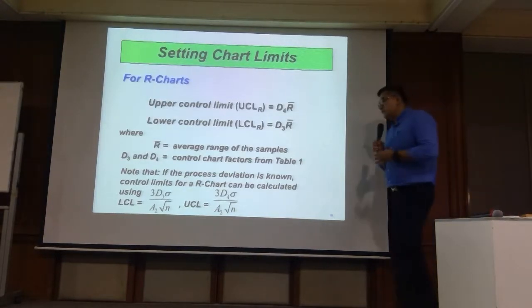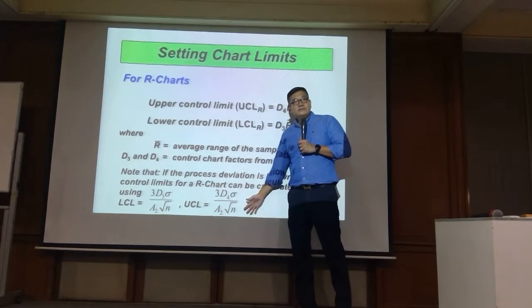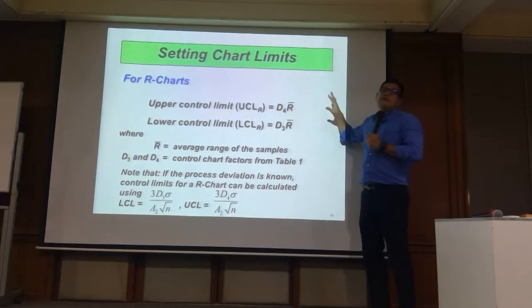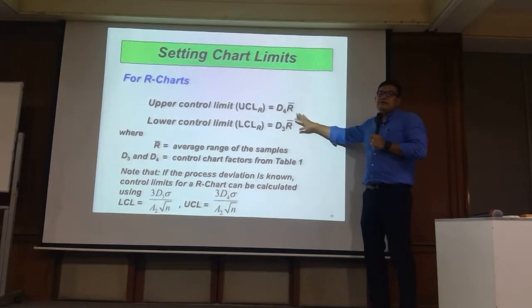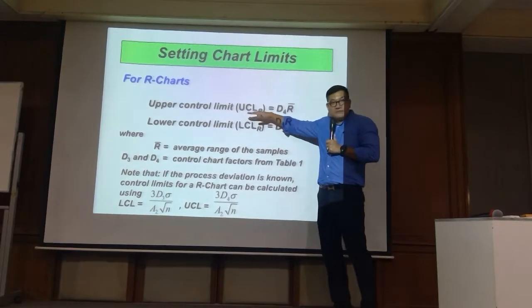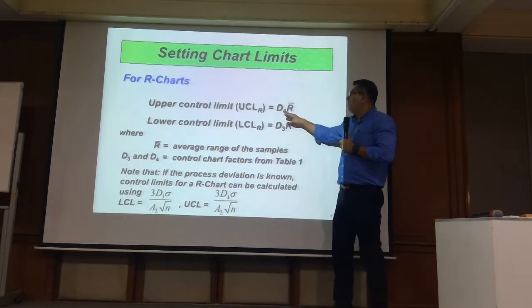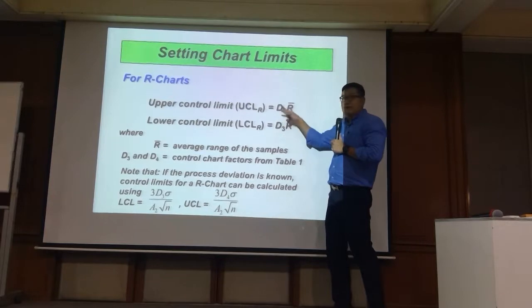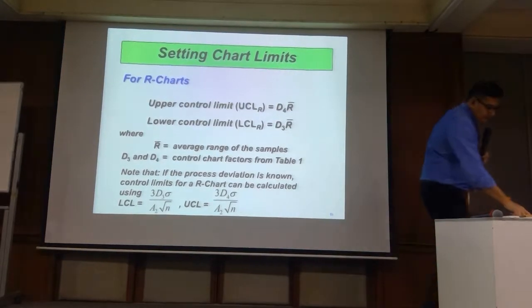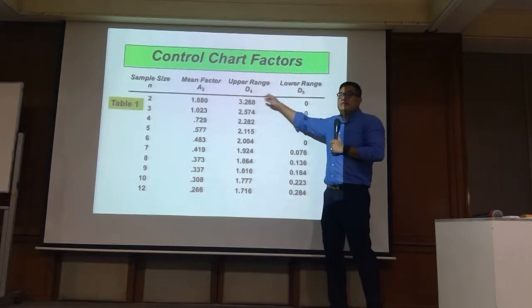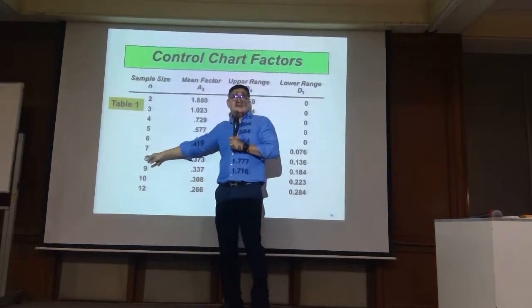We also have two formulas as well. The popular one is this one. This is the case where you don't know about the standardization of the process or standardization of the population. So the mean is R bar. For the upper control limit, you use D4 multiplied with R bar. For the lower control limit, you use D3 multiplied with R bar. D3 and D4 come from the same table as A2, and they depend on the sample size.